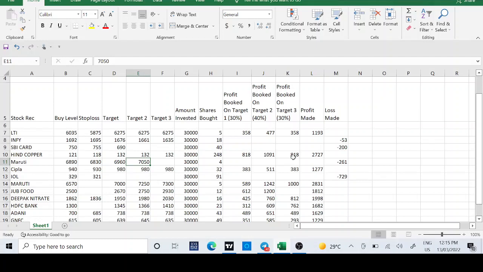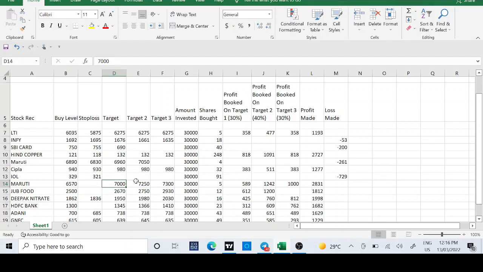And when anything reaches your target 2, let's say for example the target 2 is 7250, and you bought Maruti at 6570, when target 2 hits, you should trail your SL to target 1, which is 7000. So ultimately you will always be in profit even if your trailing SL gets hit. This is how you should trade.